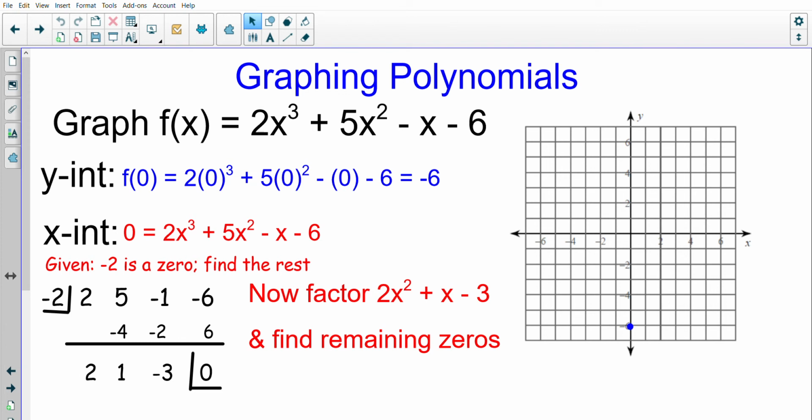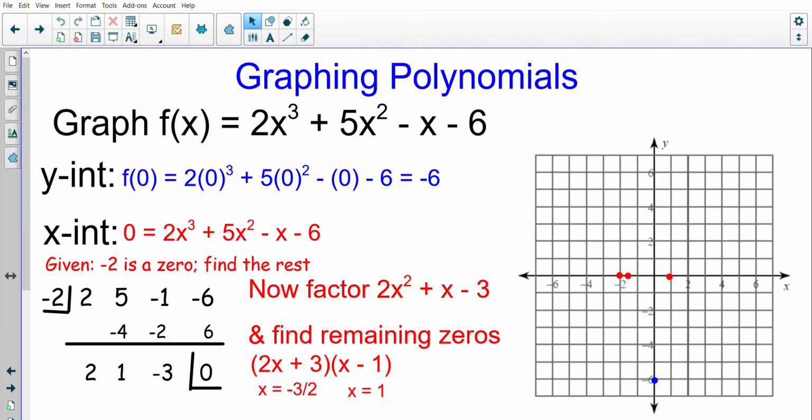Now if we factor that, we can find our remaining zeros. It does factor into 2x plus 3 and x minus 1. Set those factors equal to 0, and we get x-intercepts, or zeros, at -3/2 and also at +1. Now remember, I gave you one of the zeros already at -2. So over here on our graph, we have all 3 zeros listed.